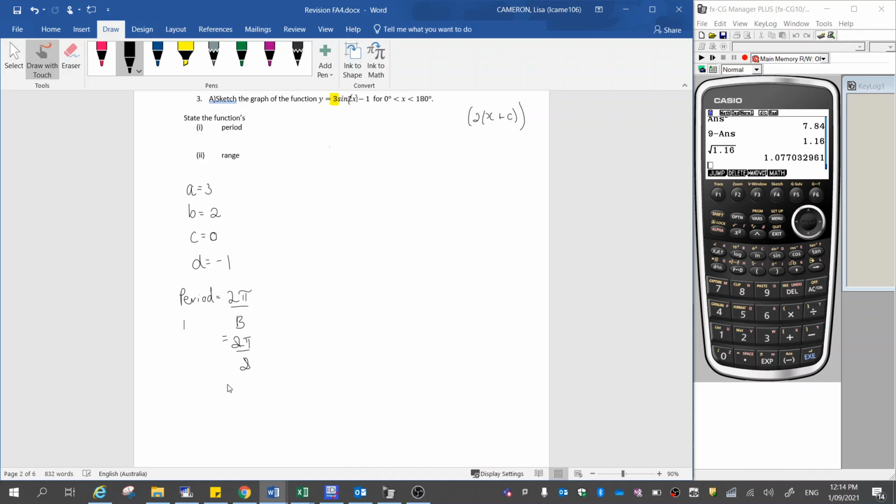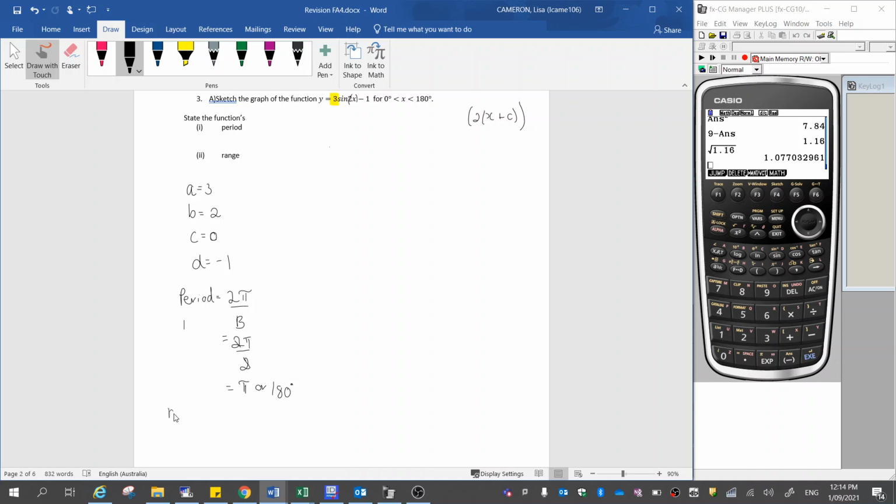These two will cancel out to be 1, and I'm left with pi. Or if I convert that to degrees, because this is in degrees, if it was in radians, I'd leave this as just pi. But pi as a degree is just 180 degrees.